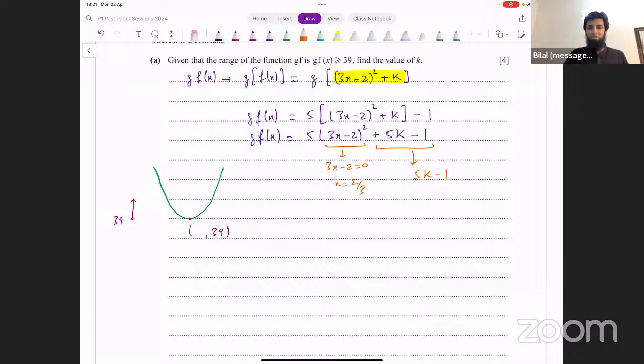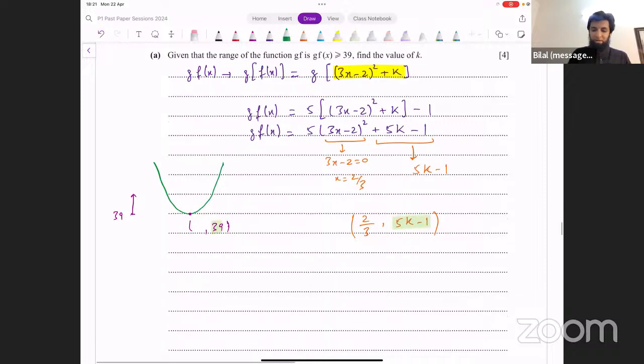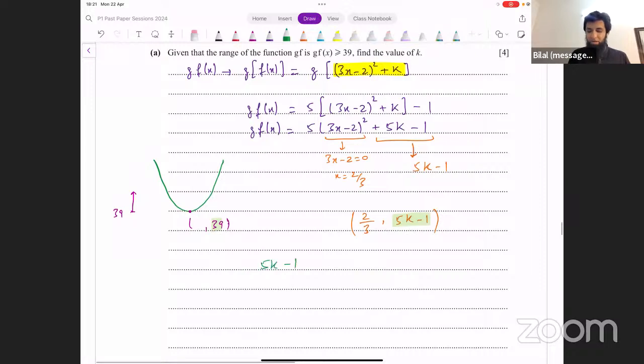So the coordinates of this turning point are going to be 2 over 3 and 5k minus 1. These are the coordinates of the turning point. Now we know the y coordinate is supposed to be 39, right? So all we have to do is equate these two things. We say 5k minus 1 has to be equal to 39, because this is basically the turning point of the graph. And that gives you k equal to 40 over 5, which is 8. And that's the value of k that we were looking for.